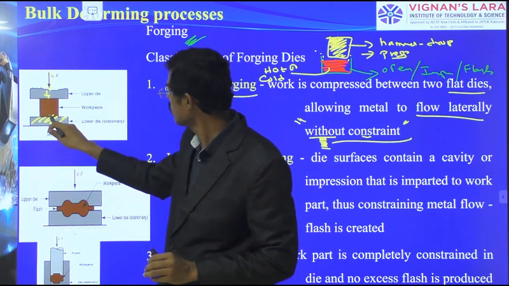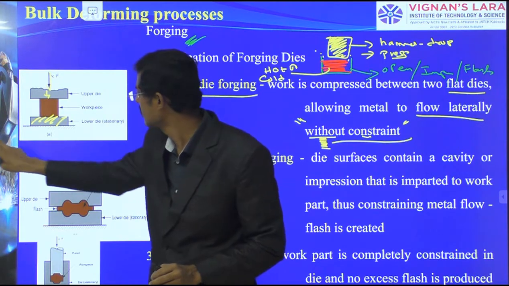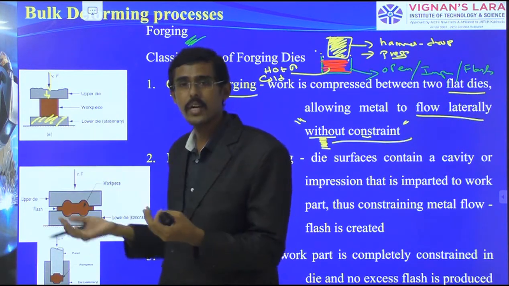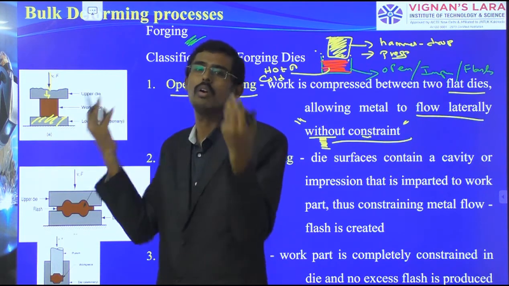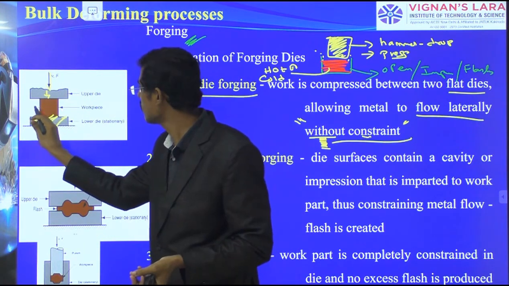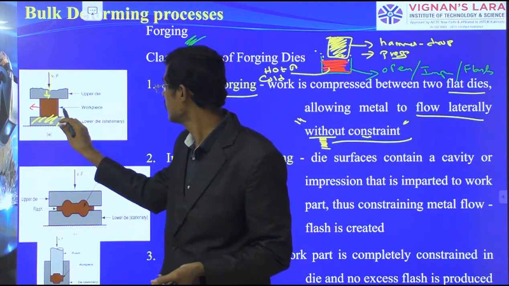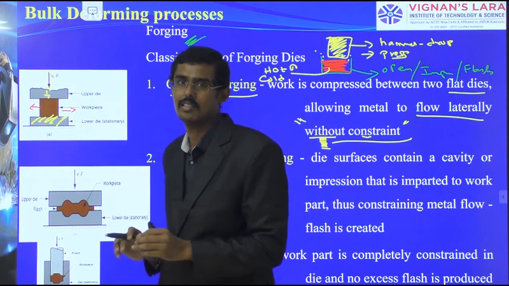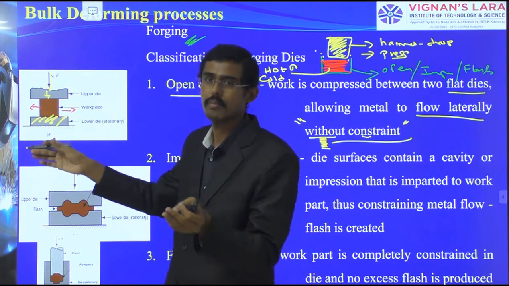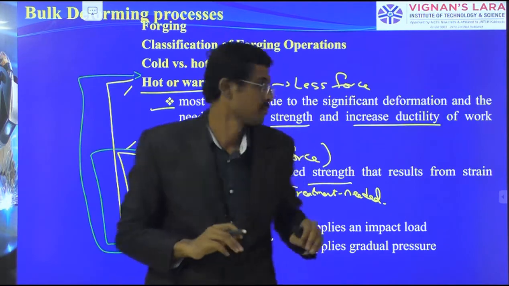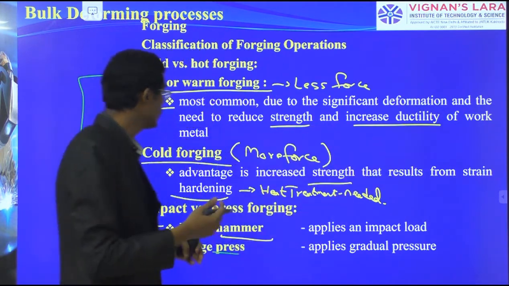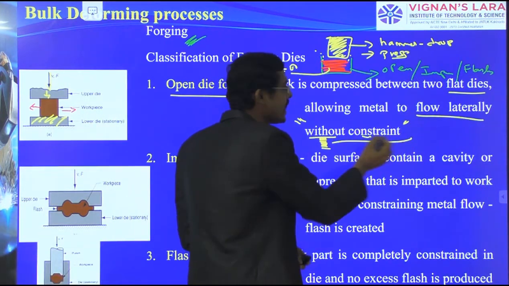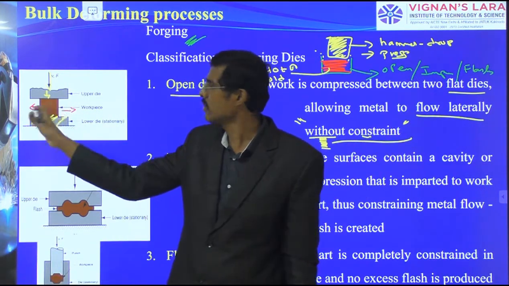So when this open die is pressed, the workpiece, which is at red hot condition or cold working condition, is ready to deform in this direction and in this direction. It is free to move. There are no restrictions. That is called a die is open. Now I am going to close the die, you see. That is called flow laterally without any constraint.